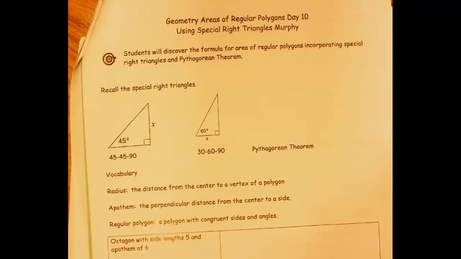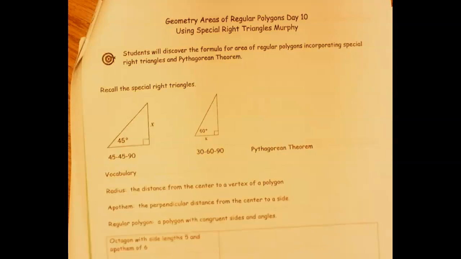Today we are on really the last main lesson, and then tomorrow we'll finish it up, lessons on area, and that is finding the area of regular polygons. Today our focus is going to be on using regular polygons with special right triangles, and then tomorrow we'll deal with those that are not.